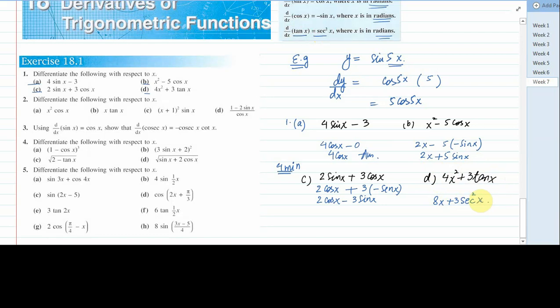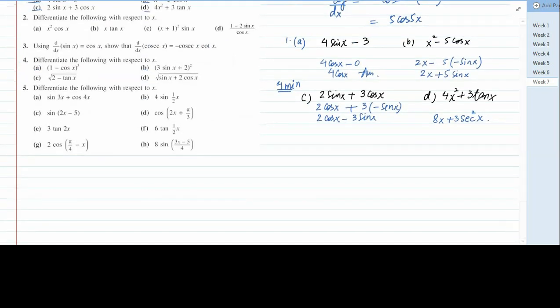Alright, so that's how you differentiate the trigonometric function. First you need to differentiate the function and then its angle. So in all these 4 questions, the angle is x, so the derivative of x is 1. But in the example that I have mentioned, the angle was 5x and the derivative of the angle is 5. That's why we need to differentiate the angle as well. Alright, so that is your complete first question. After that, question number 2.